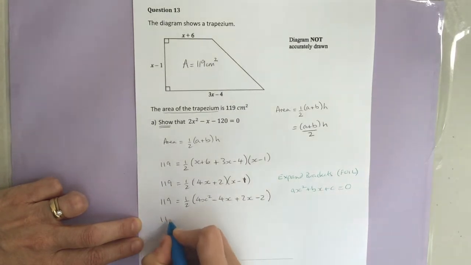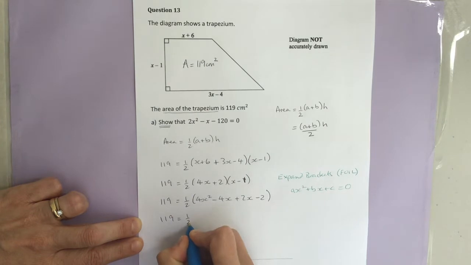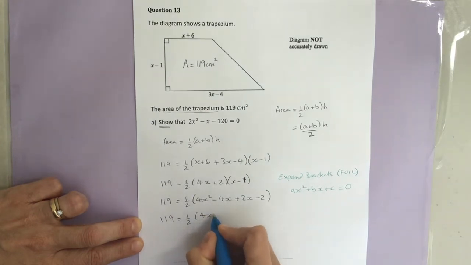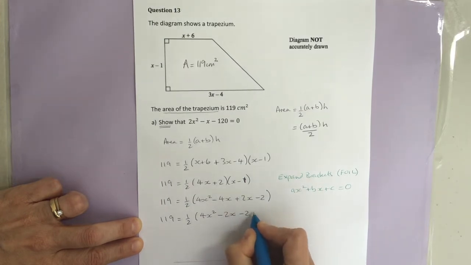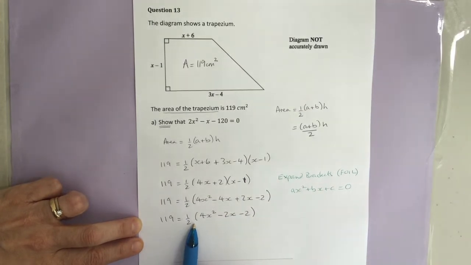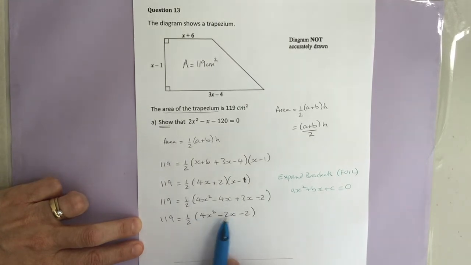And I'm just going to keep going with this, simplifying as I'm going through, collecting like terms. 4x squared, I can collect my x terms in the middle, so that's minus 2x overall, and then my negative 2 at the end. And here, this has worked out quite nicely, hasn't it? Because I can multiply by a half here and simplify these things down, or if you had it written as divide by 2, I can actually divide each of these by 2 and simplify this down a little bit. So 119 is equal to half of all of this, so 2x squared minus 1x minus 1.